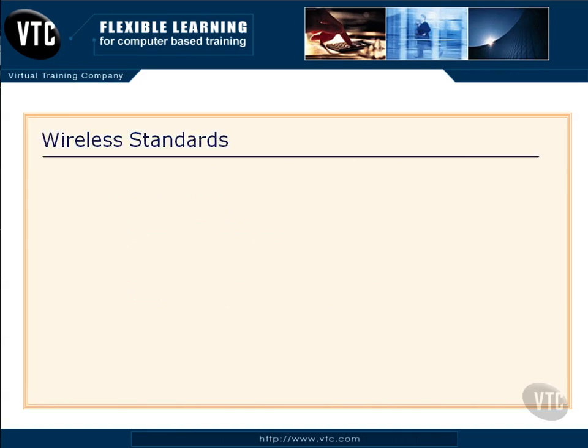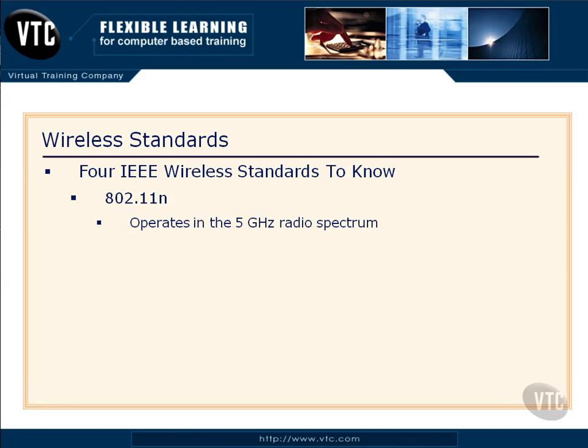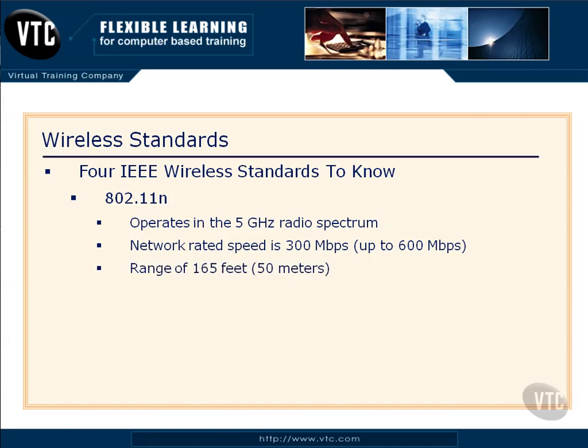Then the big one here, 802.11n, came along, and this operates in the 5 gigahertz radio spectrum. Notice the network rated speed, 300 megabits per second, and it's marketed that it can reach up to 600 megabits per second. I've never seen that happening, but the range on this, notice our range got a little stronger, 165 feet or 50 meters, and 802.11n really captured a lot of attention when it appeared.